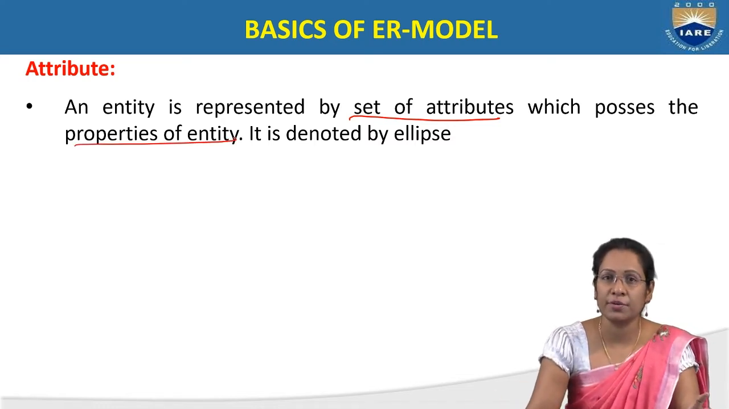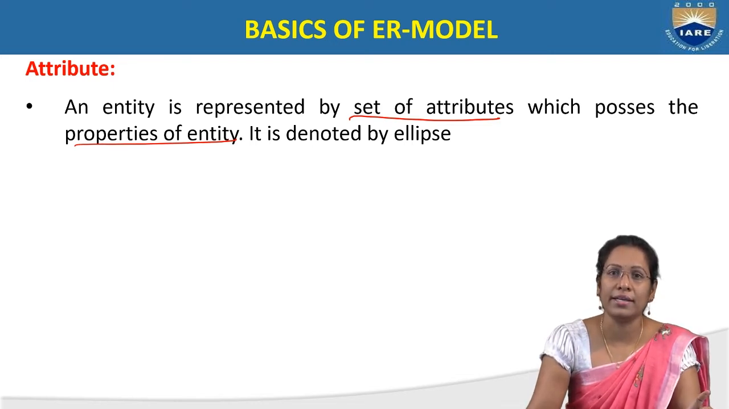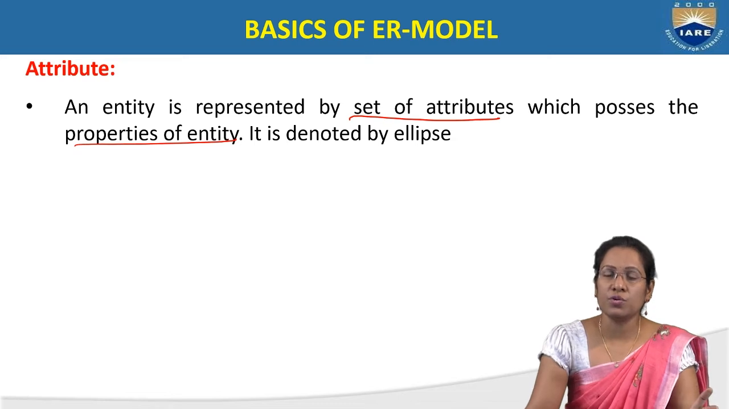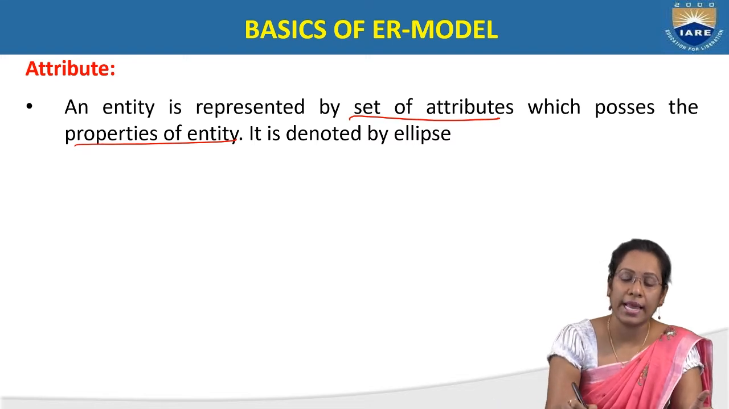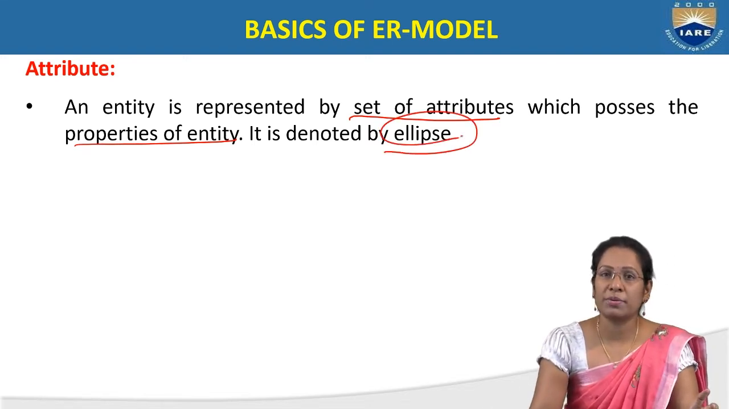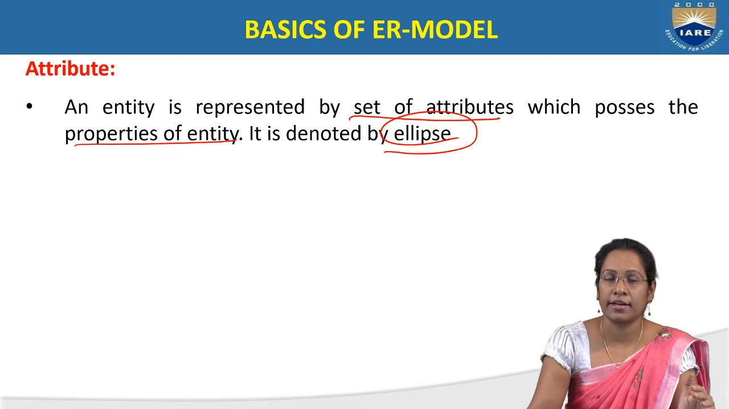An entity is represented by the set of attributes which possess the property of the entity. So by using attributes we can determine the properties belonging to the entity. We represent an entity using a rectangle symbol. In a similar way, attributes are represented using an ellipse symbol. These two representations are different: entities are rectangles and attributes are ellipses.